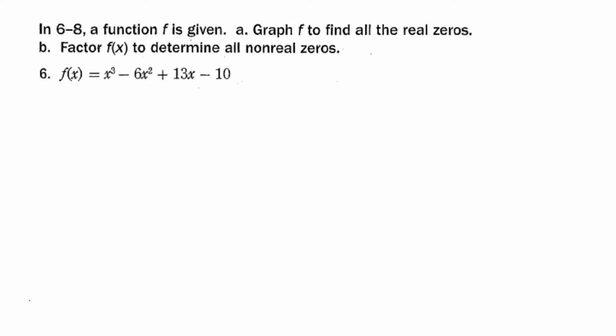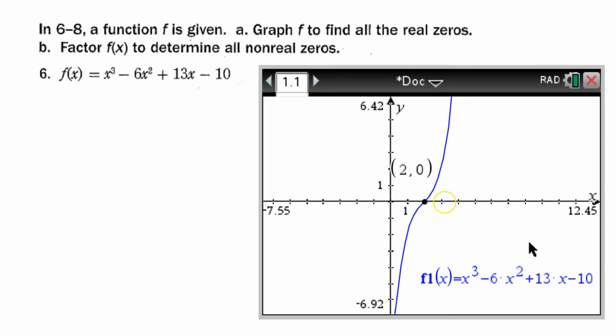Okay, so now for these, this is where we're really going to get into using some synthetic and long division and being able to find some zeros by graphing. So they tell us to first graph it to find all the real zeros, and then we're going to have to factor it to find the non-real zeros. So I went ahead and graphed this on my Inspire, and you can do the same. And we have it right here. So this is what this graph looks like, x cubed minus 6x squared plus 13x minus 10. It looks like it has exactly 1 zero right there at 2.